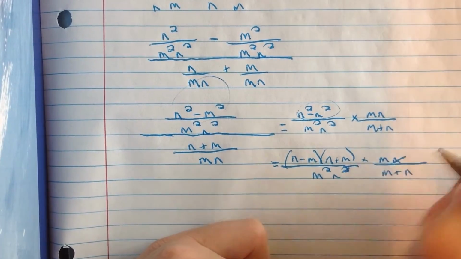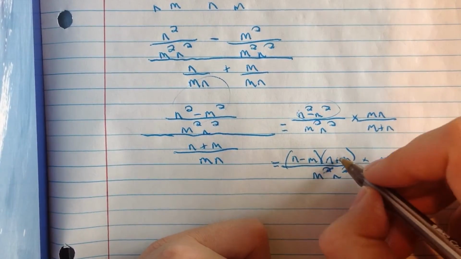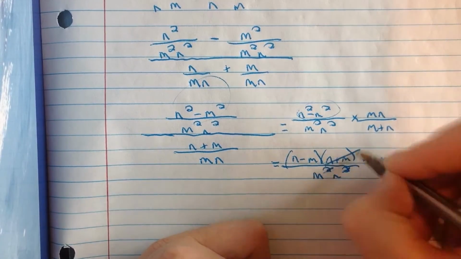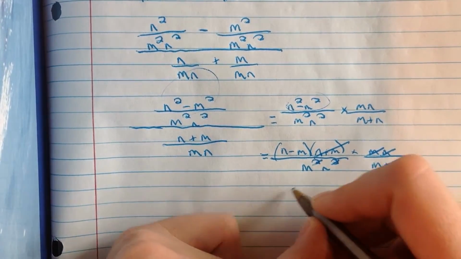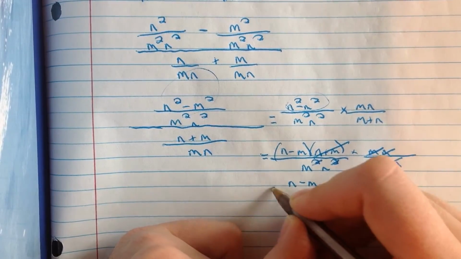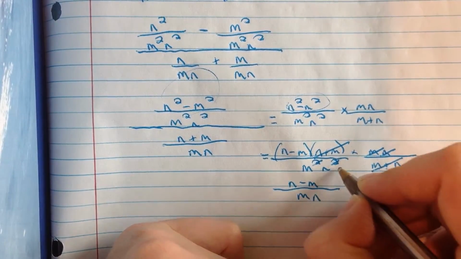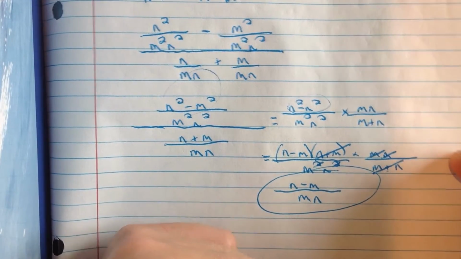So an n cancels with an m with an n. N plus m and m plus n, remember from earlier properties, are the same thing. So I'm left with n minus m all over mn as my final answer.